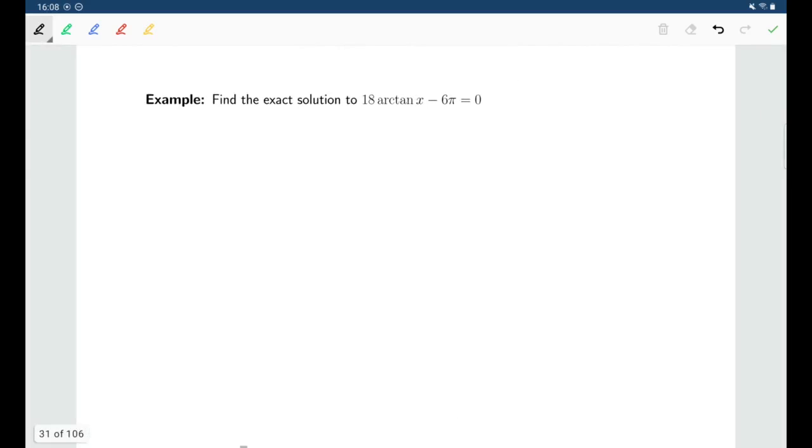So for something like this, we're looking at 18 tangent inverse of x minus 6 pi equals 0. I first start off by rewriting this as 18 tangent inverse x equals 6 pi. Divide by 18 so that I've isolated that inverse trig function. In this case, I've now got tangent inverse x equals 6 pi over 18. And that's the same thing as pi over 3.